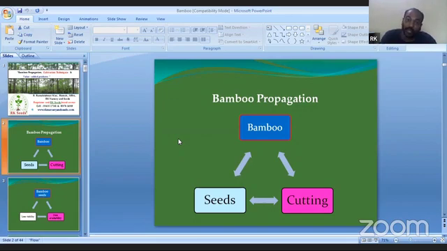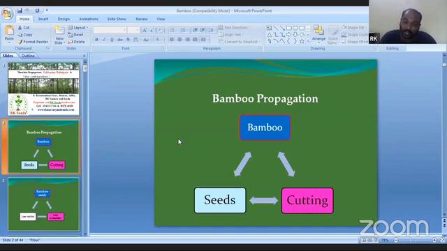Bamboo has a lot of varieties. Suppose we go for each variety, we don't have the seeds. So generally two techniques are used to propagate bamboo. What are the two techniques? One is seeds. How to propagate seed to seedling, we will discuss in the next slides.